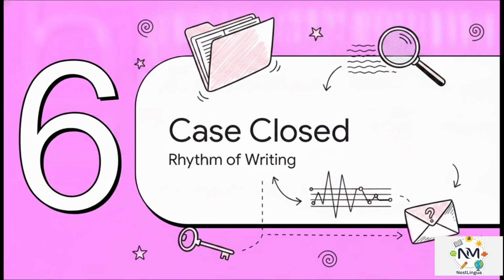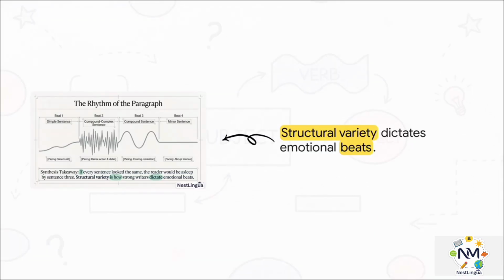The rhythm of writing. So, we know how to identify these sentences, but why do writers even bother to use them? Think of your paragraph as a visual heartbeat monitor. It shows us that structural variety dictates emotional beats. Look back at the sequence of our evidence. We started with a simple sentence for a nice, slow build, then a compound complex sentence for dense, immersive action, then a compound sentence for a flowing, balanced resolution, and finally, a minor sentence for abrupt silence. If every single sentence looked exactly the same, your reader would flatline from pure boredom by sentence 3.